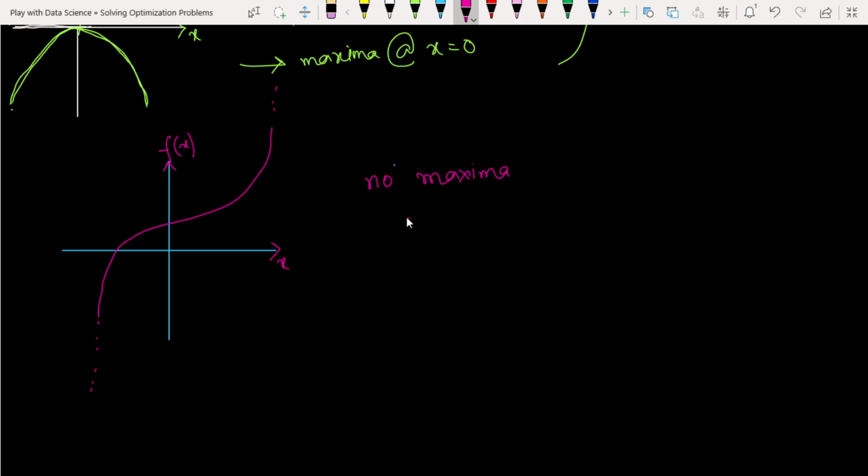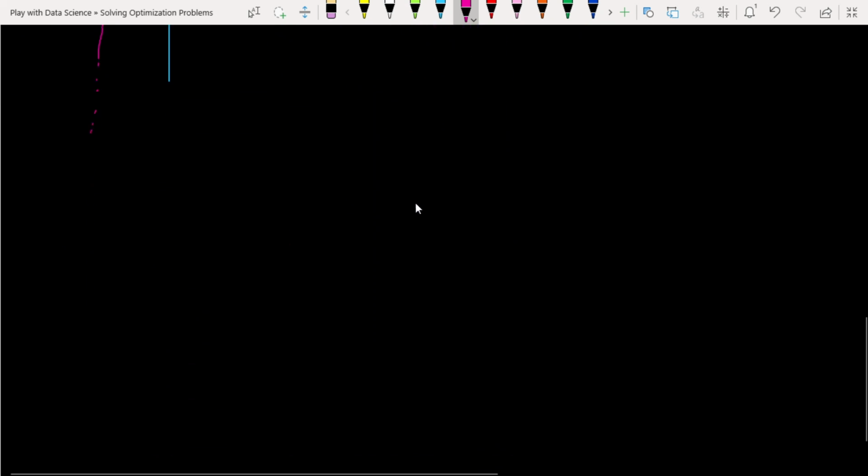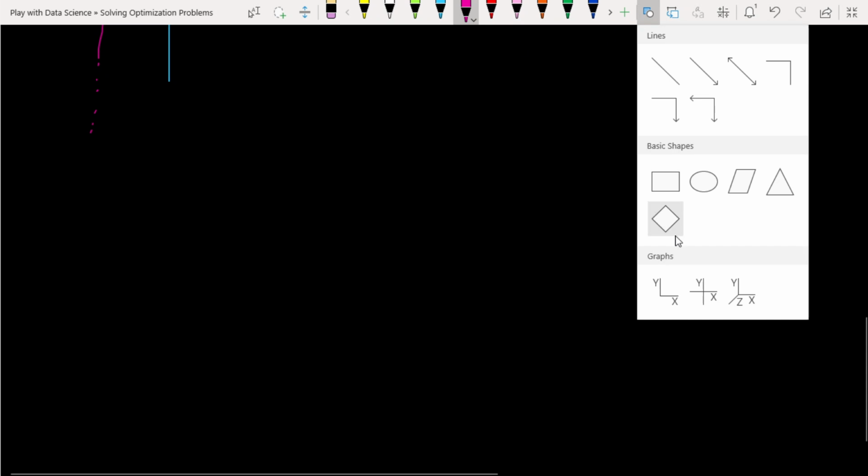No maximum and no minimum. In this graph, we cannot find a maximum value as well as a minimum value. And now coming to the concept of local maximum and local minimum. What is that?